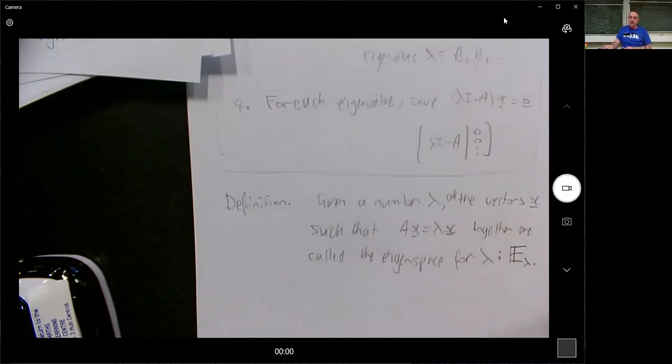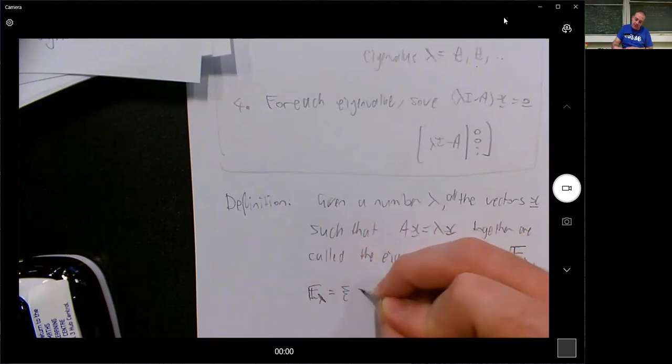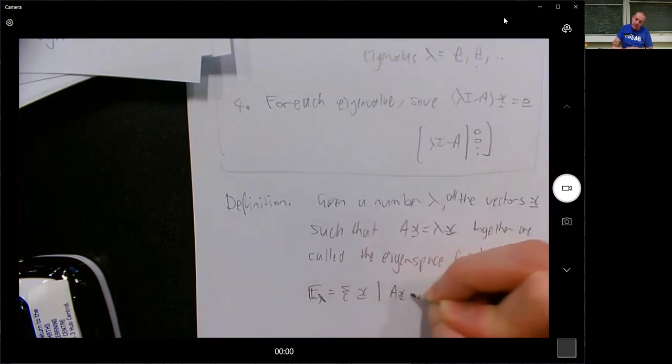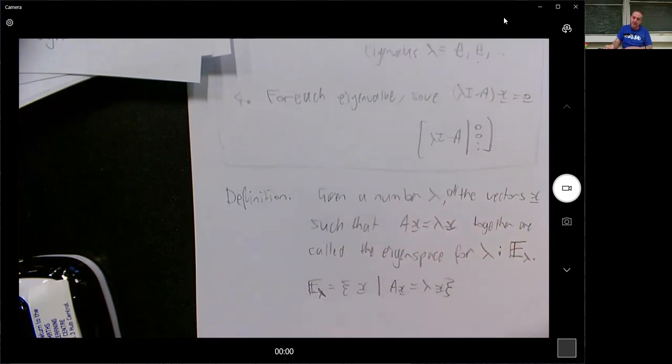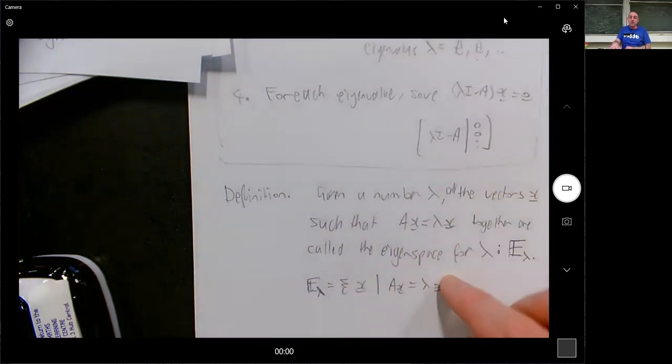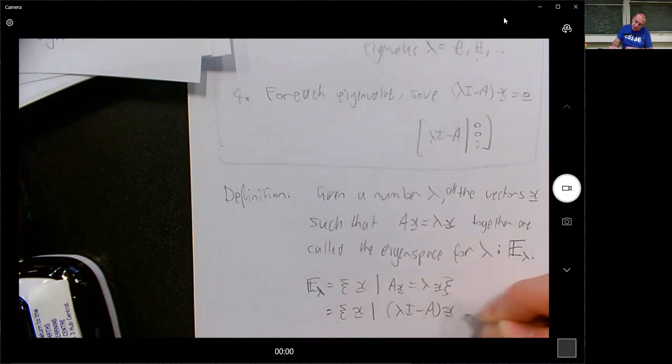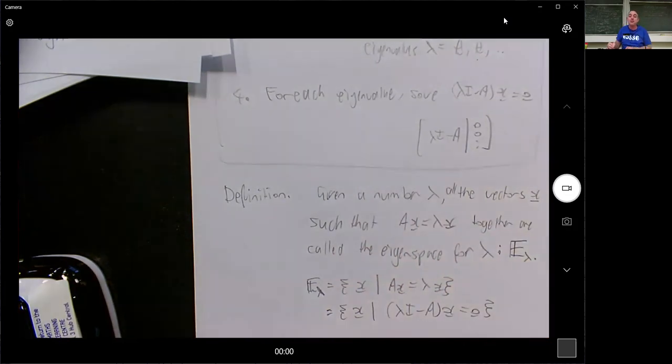So just to say that there's lots of ways of figuring this out, but the main way is that, just for maths notation purposes, E lambda is the set of x's such that Ax equals lambda x. That's the definition in notation. So this is exactly the same statement as this, but in notation. But you could just as easily have the set of x's such that lambda I minus A times x equals 0. Same thing. And this is the one that's easiest to solve.